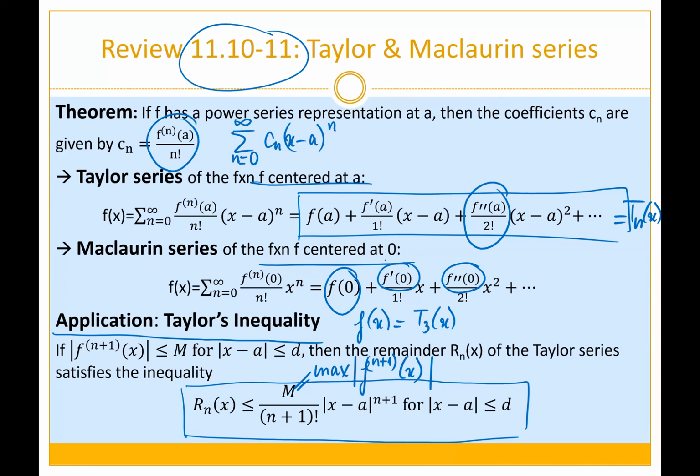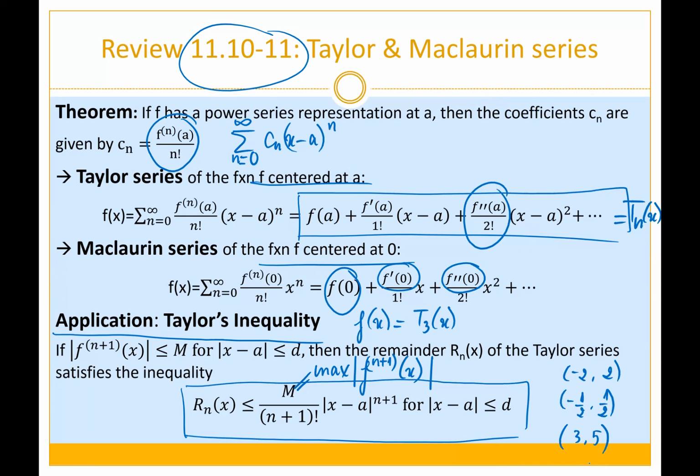Well, when a is not zero. Most of the time a is not 0. That's why I'm telling you, M is going to be the maximum of the absolute value of the n plus 1 derivative. So first of all, you have to find the n plus 1 derivative, and then you find the maximum value of that on the interval. Usually you're going to be given the interval, say from -2 to 2, or from -1/2 to 1/2, or if you don't have a center at 0, you're going to have something like from 3 to 5.